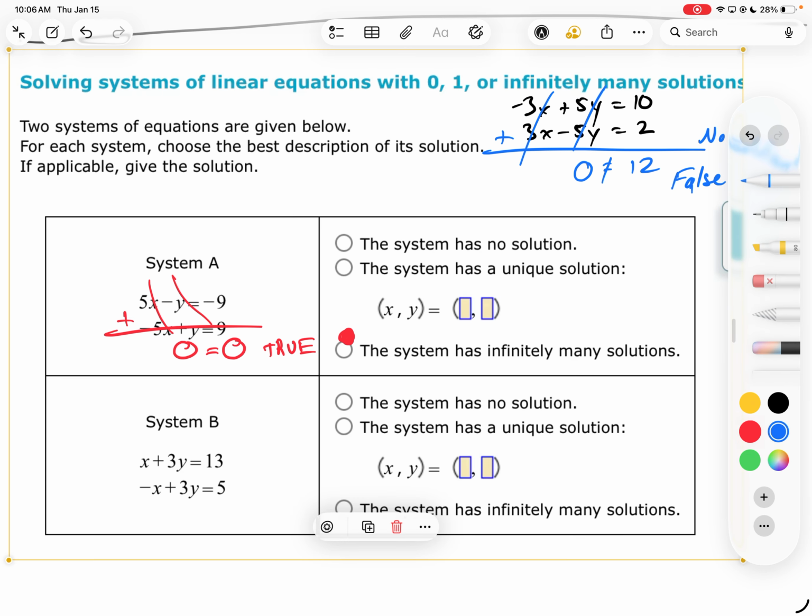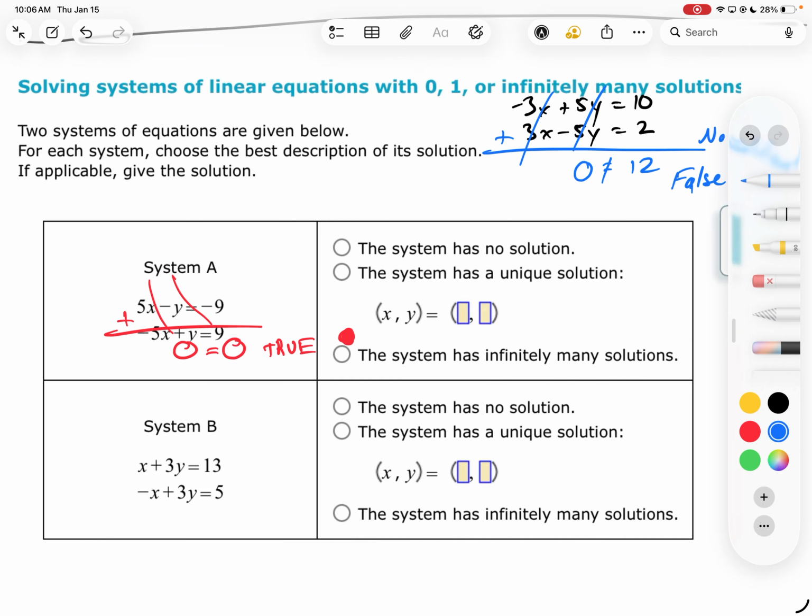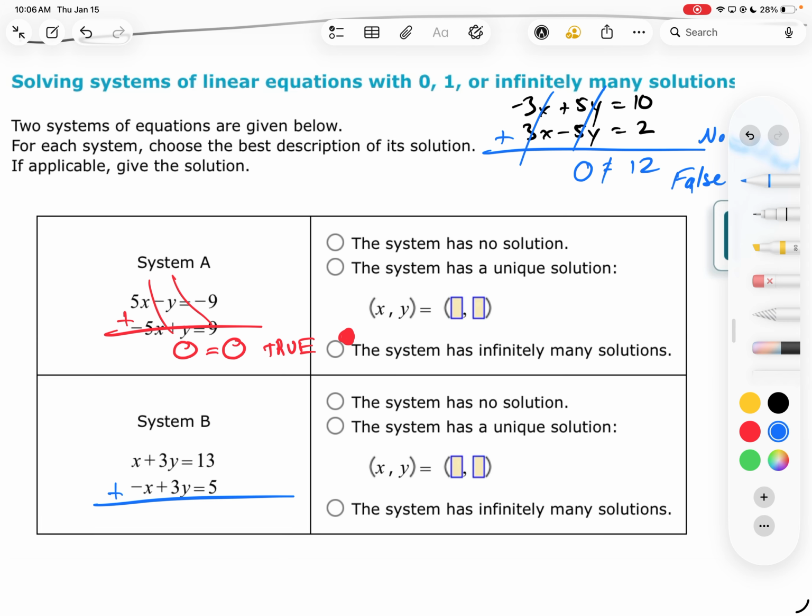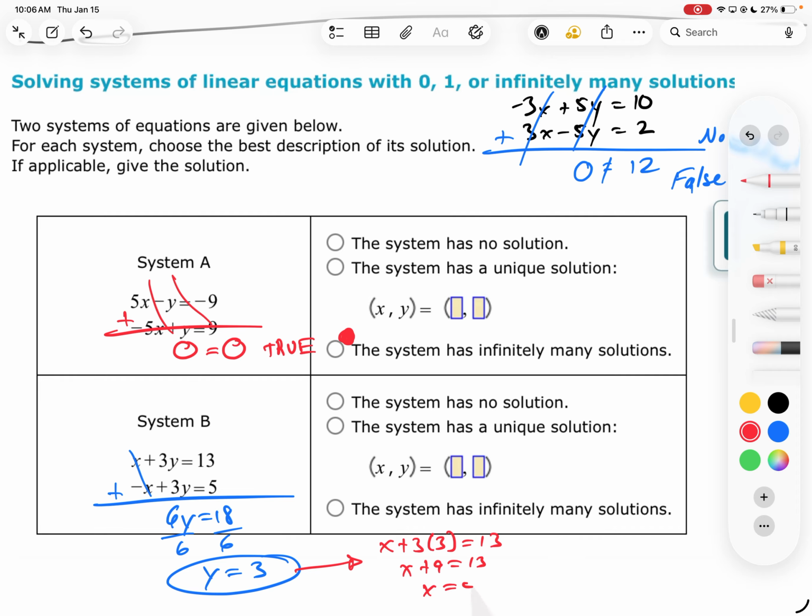This part B down here, we can go ahead and do it just because why not? It only takes a second. But when I add these up, my x's cancel out. 1 and negative 1. That becomes 6y equals 18. So this is one that we can solve just like we were doing. Divide by 6 and y equals 3. Once you get 1, go plug it in. X plus, I'll plug it into the top one. That's x plus 9 equals 13 and x equals 4. So my answer here would be 4 and 3. It would be this one.